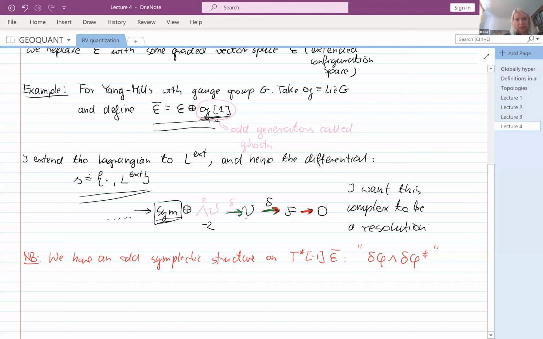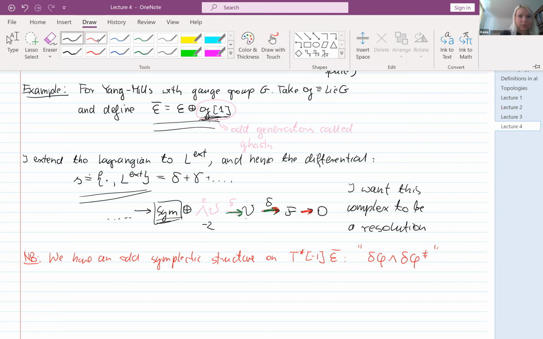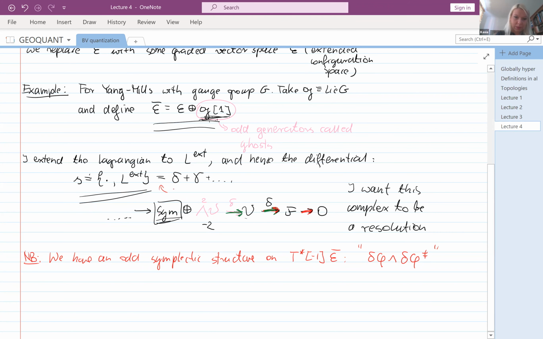Okay, and one systematic way of doing this is by extending the configuration space, extending the Lagrangian, so that it's again a bracket with the extended Lagrangian, so the differential is the bracket. And here I can again recover my original differential delta. It's still here. And there's going to be a higher order term and possibly even more. So this is now an expansion in antifield number.